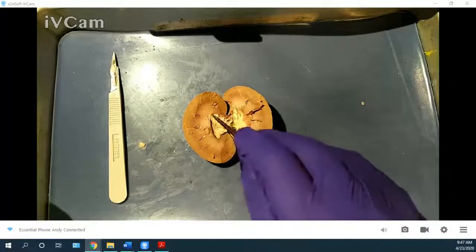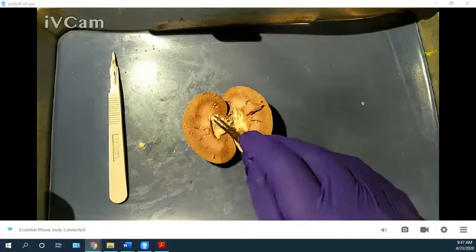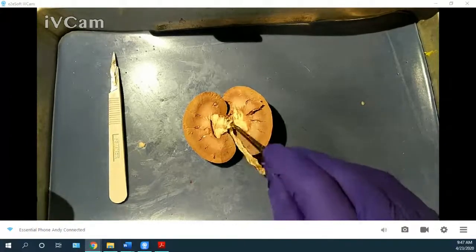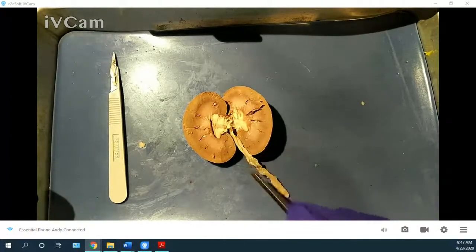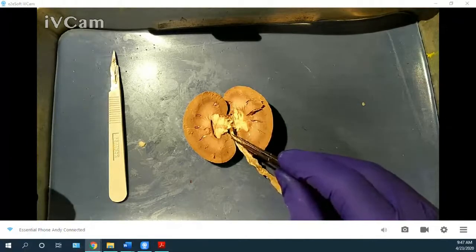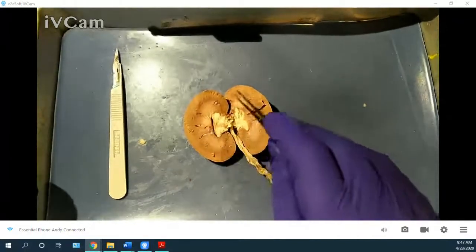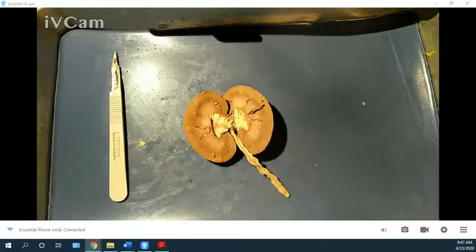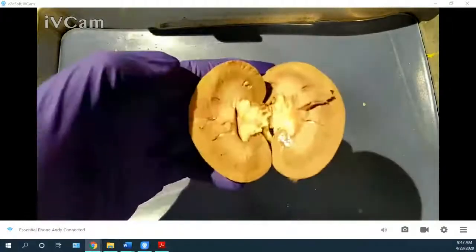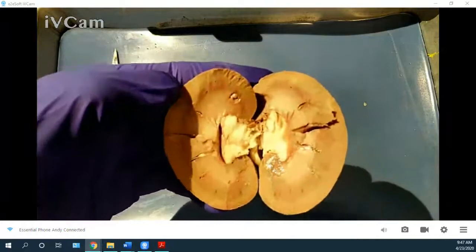So these calyxes all drain. I think they drain from like 13 and they enter in, so they can collect urine and drain it into your ureter. These are the main parts of the kidney right in here. Bring it up to you a little bit. You can see a little bit better.